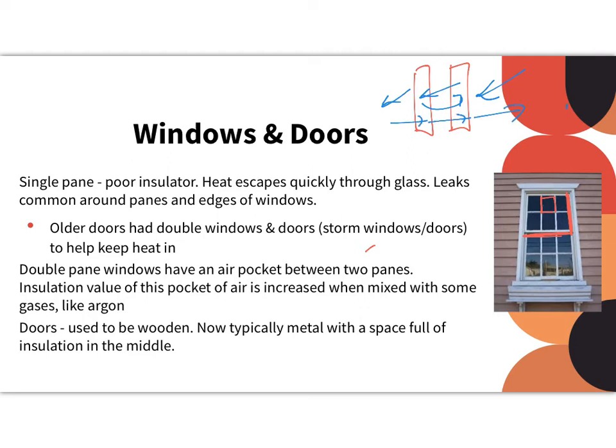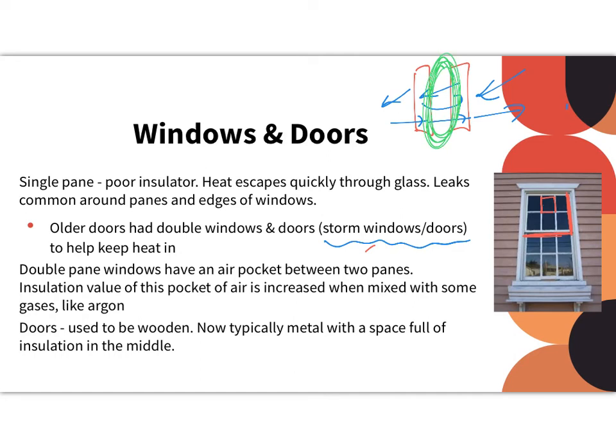Same thing with doors. Some people have 2 doors on their home where you have to enter both to get in the house. These are called storm windows or doors. They help to keep the heat in because they were just a more primitive way of introducing this air pocket in between 2.